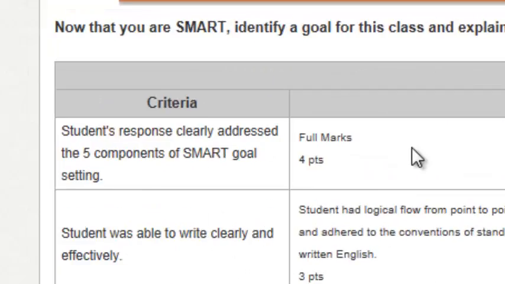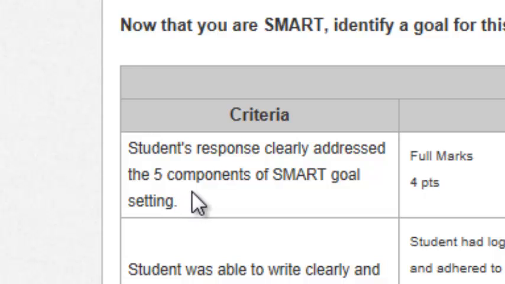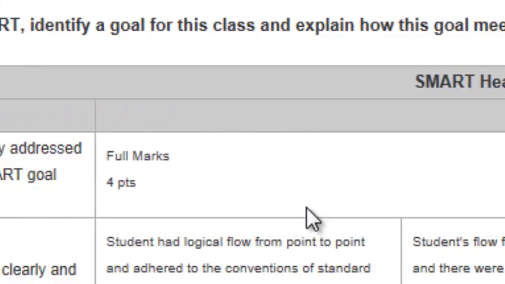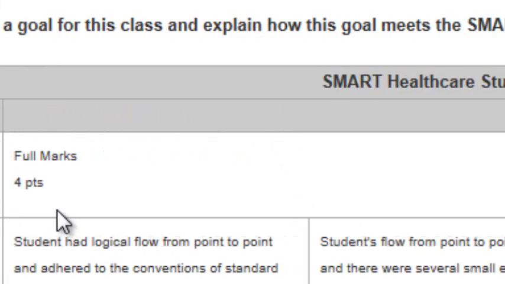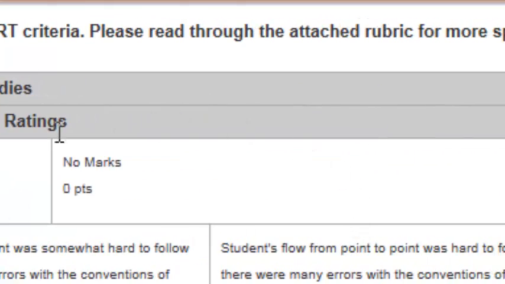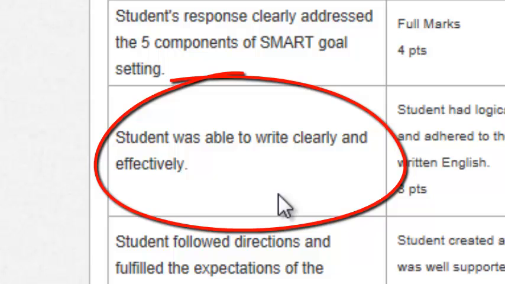So for example, if I included all 5 components of SMART goal setting, I will receive 4 points for full marks. If I didn't do that, then I will receive 0 points for no marks. This means, though, that if I only do 4 out of the 5 components, I will receive no marks for my grade because I did not meet the expectation of the assignment. Let's take a look at the next one.